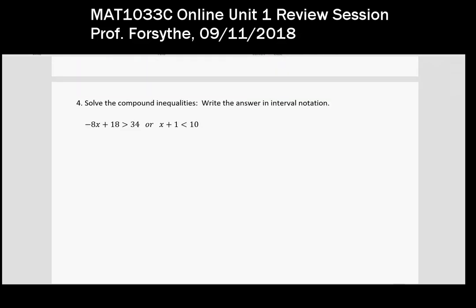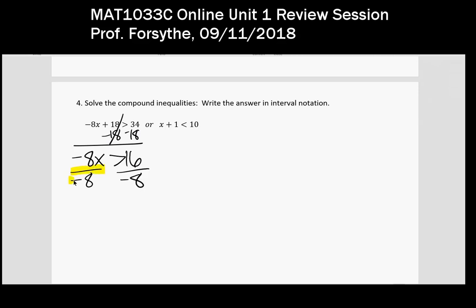Number 4. Solve the compound inequalities and write the answer in interval notation. So we're going to solve them separately first. So to solve for x, the first thing I'm going to do in this first inequality is subtract 18. So I'm going to bring down that negative 8x. 18 minus 18 cancels out. Greater than 34 minus 18 is 16. And then we're going to divide by negative 8.